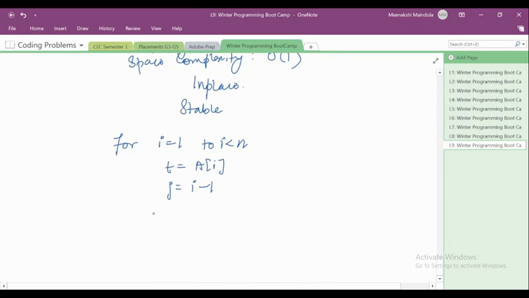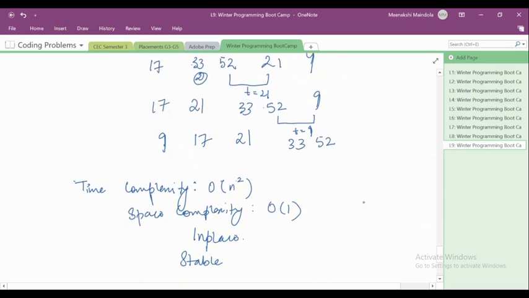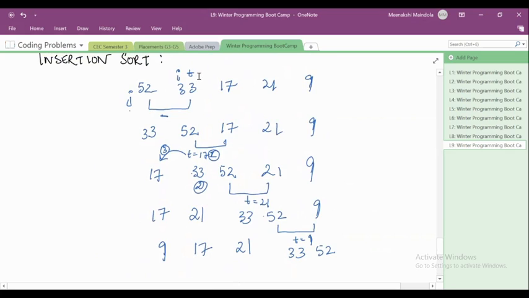So you have a loop for that, which is going to check if j is greater than or equal to 0 and a of j, the value which is stored at index j, is greater than the temporary variable value or not. That is what you do every time, right? You compare this temporary variable with the value which is at jth index, right?